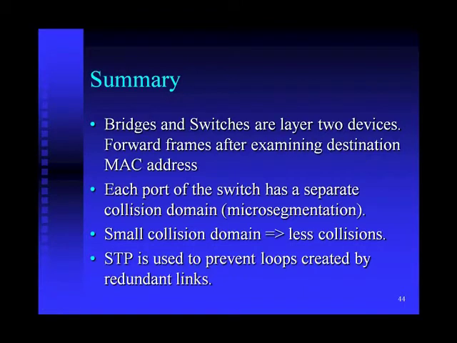So a little summary here. Bridges and switches are layer 2 devices. They forward frames after examining the destination MAC address. They look in their table. If it's in the table, forward it right to the destination. If not, then we'll flood it out all the ports until we finally get that destination into our table. Each port on a switch has a separate collision domain. Small collision domains equal fewer collisions.